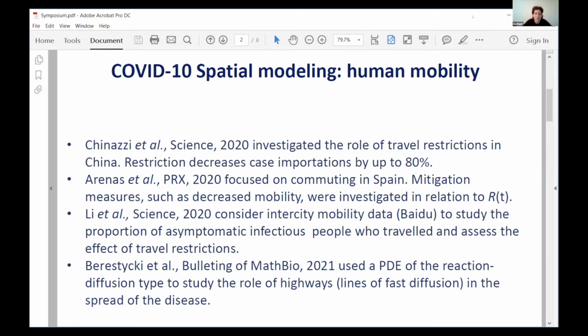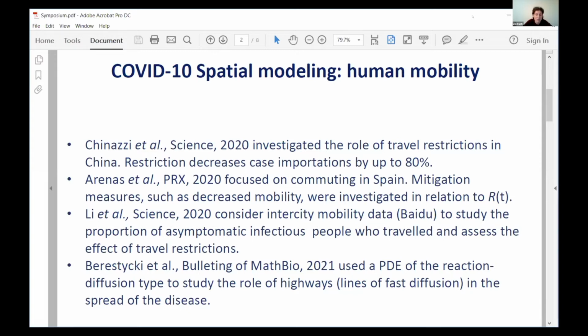For example, many have studied commuting and its role in spreading the disease. One such example is the Arenas paper from 2020. This one focuses on commuting in Spain, which is important for us too, because the example that I will talk about today has to do with the autonomous community of Andalusia in Spain. So that study was used to study the effect of mitigation measures, such as decreased mobility, and study how the reproductive number of the disease varies over time.